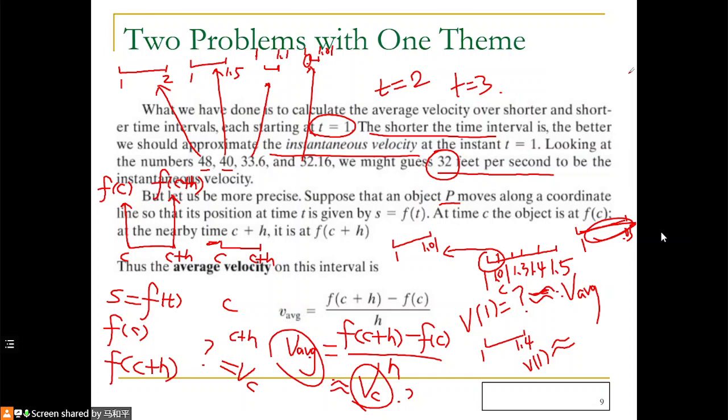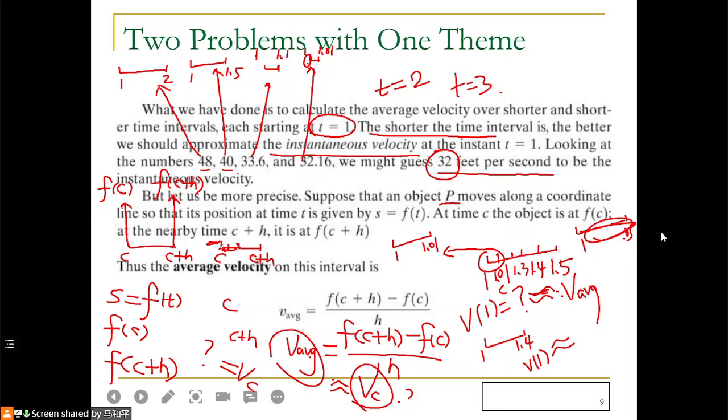The shorter the time interval is, the better we should approximate the instantaneous velocity. Just get this interval, this c plus h. If we choose another point like this, the interval is shorter. And if we choose a second point, the interval gets shorter and shorter, right?